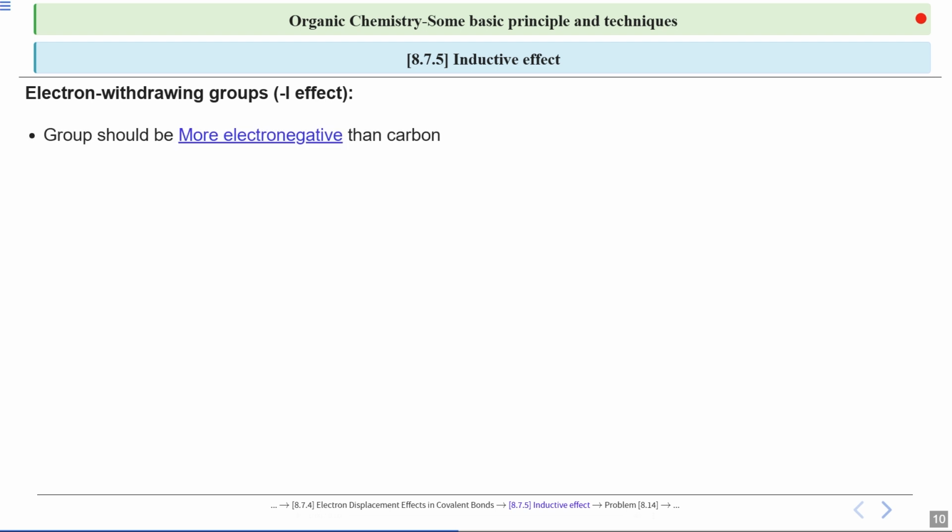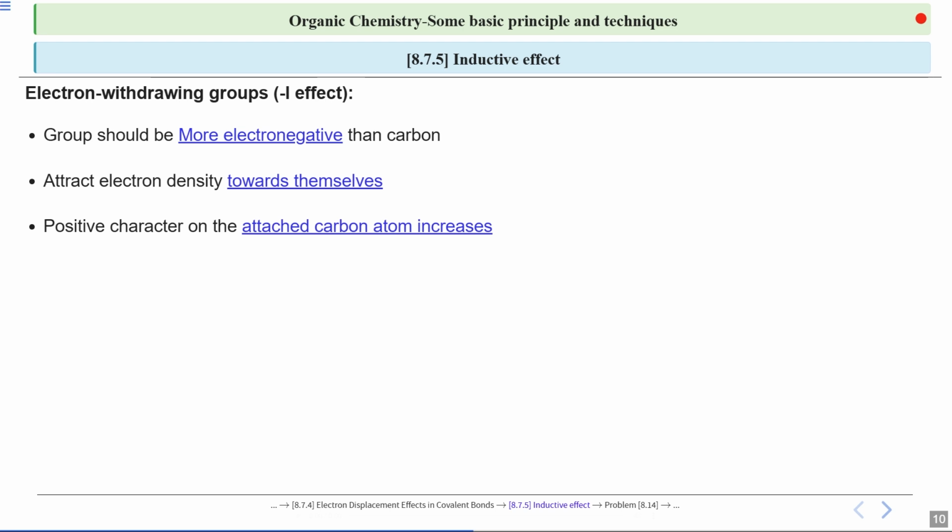Now what type of groups show a minus I effect? All those groups which are more electronegative than carbon will show a minus I effect, because they are capable of pulling electron from the carbon. You can think of this like a tug of war. The one with the stronger strength will pull more towards itself. In this case, that pull is towards the electron. As the electron density is pulled towards themselves, what will happen as a result? The positive character on the attached carbon will increase. So the amount of positive charge will increase.